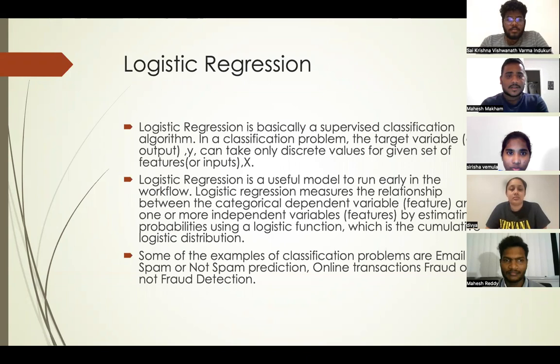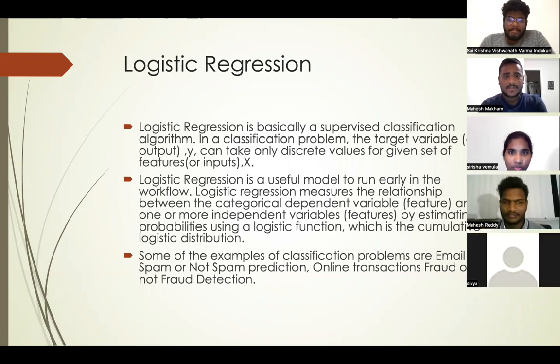Logistic regression is basically a supervised classification algorithm. In a classification problem, the target variable can take only discrete values for a given set of features, like X. Logistic regression is a useful model to run early in the workflow. It measures the relationship between the categorical dependent variable and one or more independent variables by estimating the probabilities using the logistic function, which is a cumulative logistic distribution. Some examples of classification problems are email spam or not spam prediction, and online transaction fraud or not fraud detection. Coming to the next slide, my friend will continue.